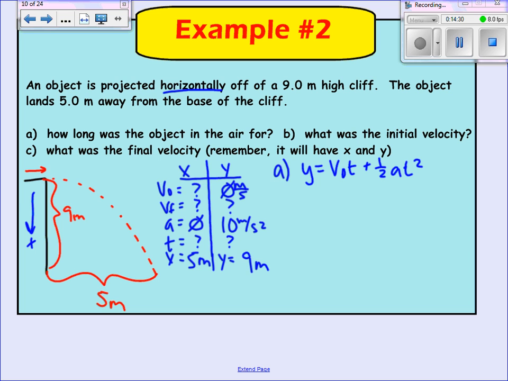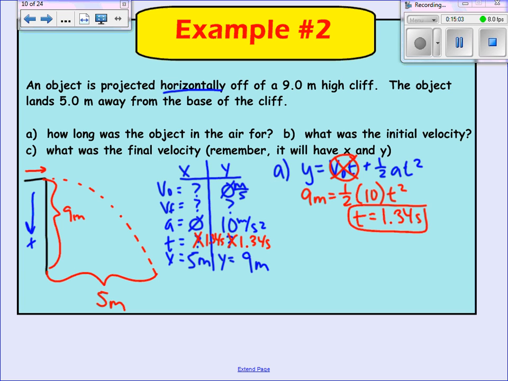Remember, since the initial velocity for the y in this case is 0, this term cancels out. And so I end up getting y, which is 9 meters, equals 1/2 the acceleration, positive 10, t squared. If I solve for t, that will give me the time this object was in the air. 9 divided by 1/2 divided by 10, square root that answer, I end up getting for t 1.34 seconds. Now the time is going to be the same for both x and y. So 1.34 seconds in the y and 1.34 seconds in the x.